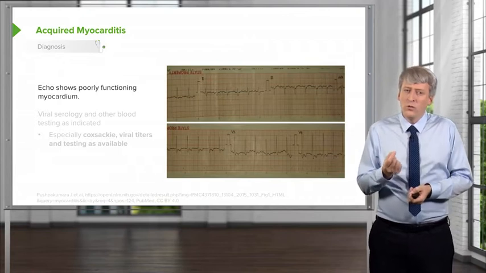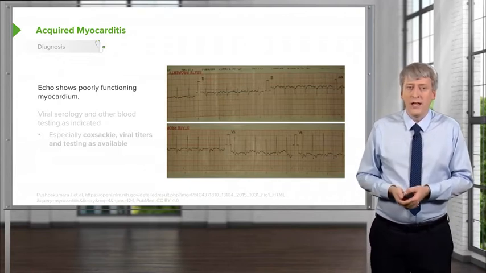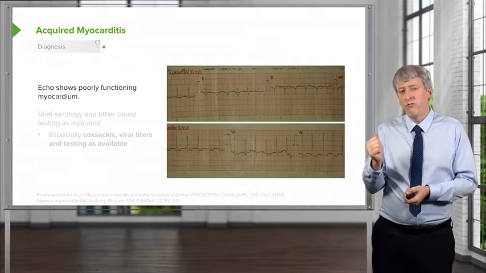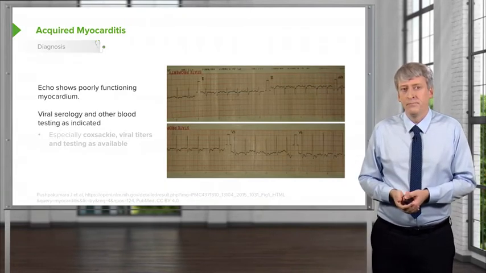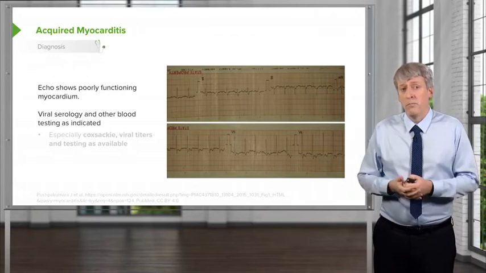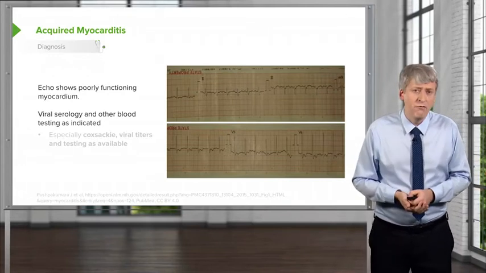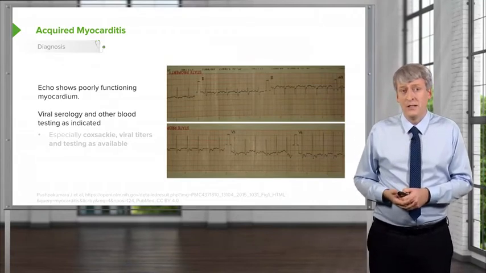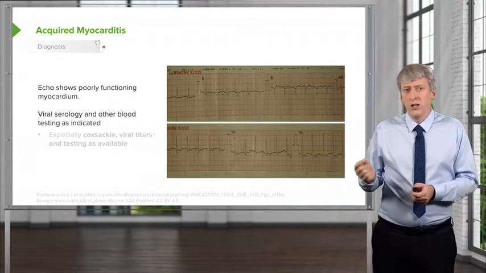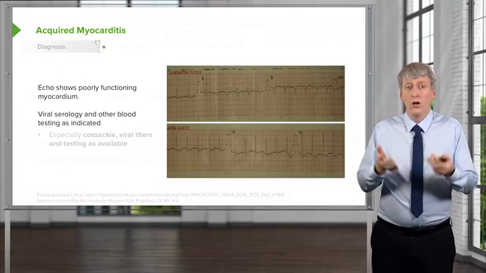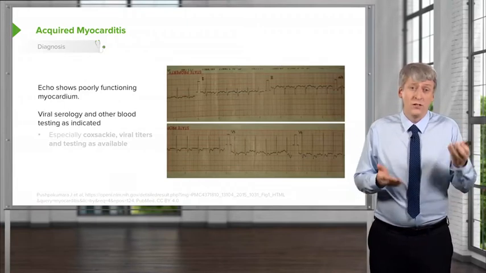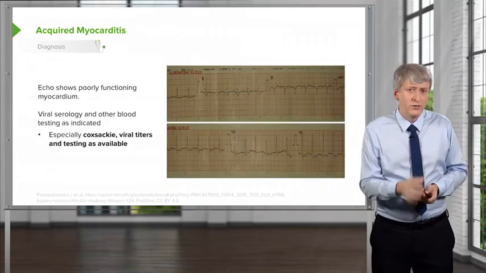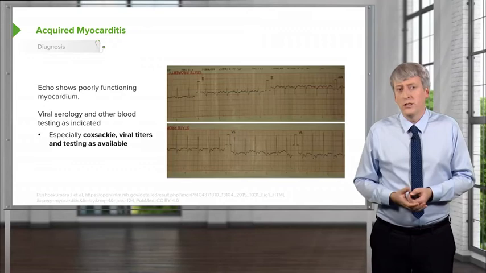The echo is really where you're going to get at what the problem is, and you can see visually on the echocardiogram that there's poor functioning of that myocardium. If you suspect acquired myocarditis, we will often obtain viral serology, especially Coxsackie titers. But you'll also get any other blood testing as indicated, depending on what the suspected cause is, as we discussed in the various causes. But remember, Coxsackie and viral titer testing is usually obtained.